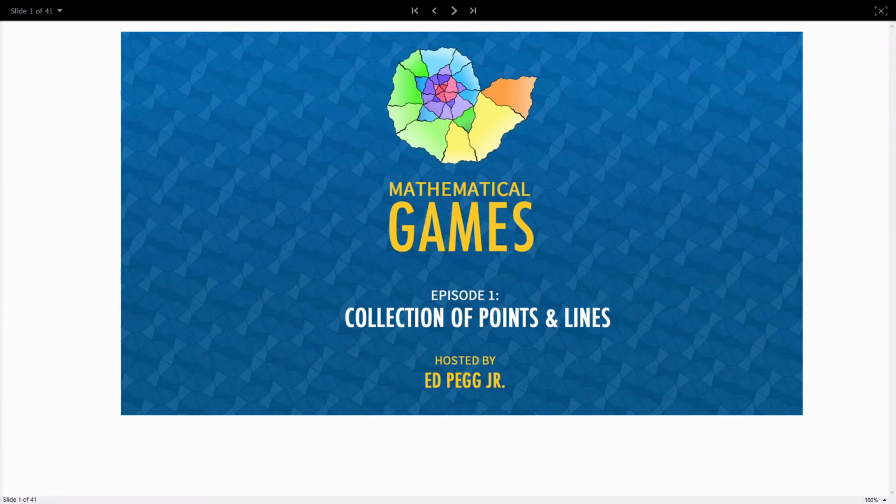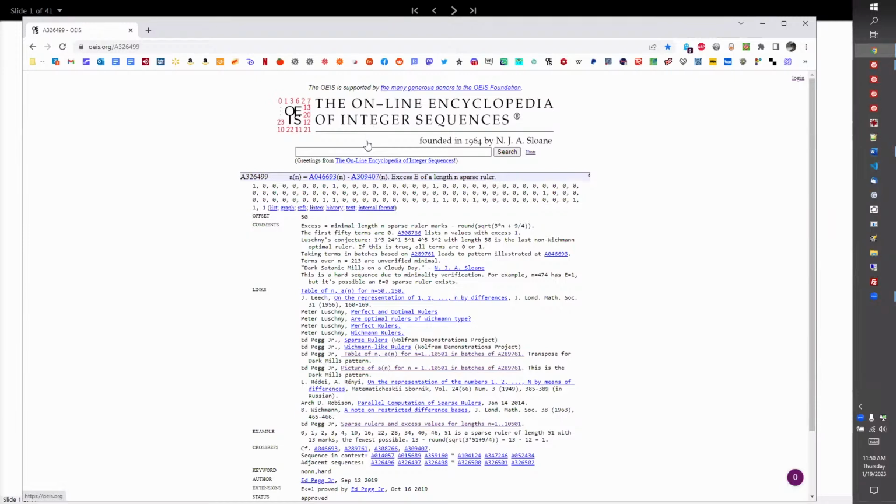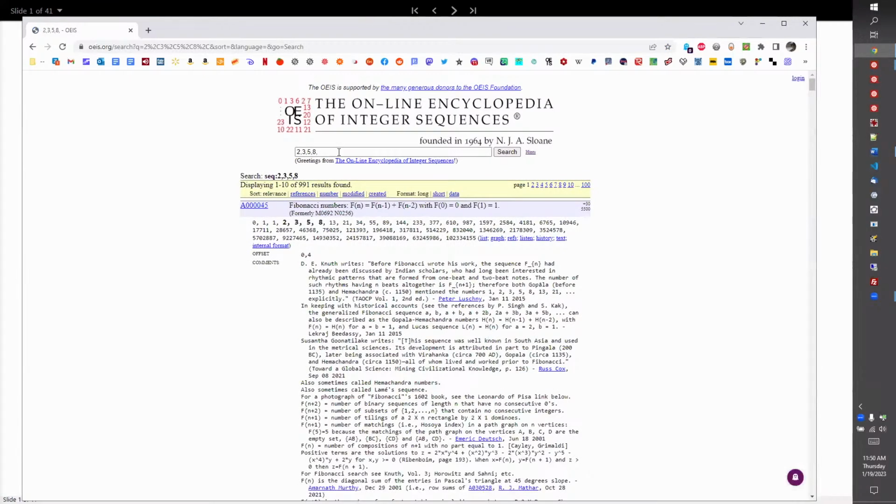If you know the parameters of a problem, you can go to the Online Encyclopedia of Integer Sequences and just try plugging in something that comes out from your problem. Like you might notice that 2, 3, 5, and 8 came out. Well, that might be you found the Fibonacci sequence. One of the first things I do when I've got something I think might be new is I'll try to turn it into a sequence and then look it up on the oeis.org.